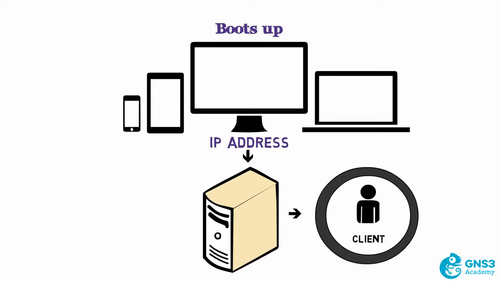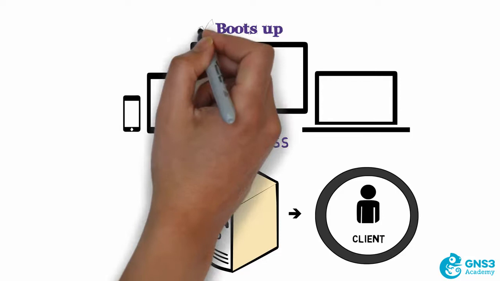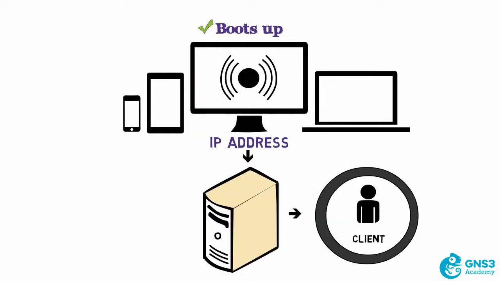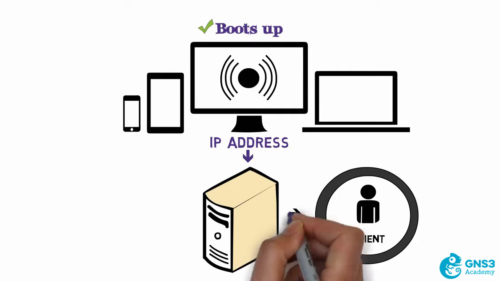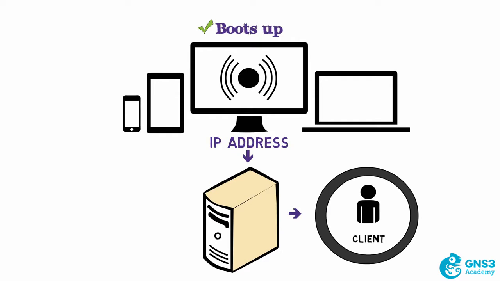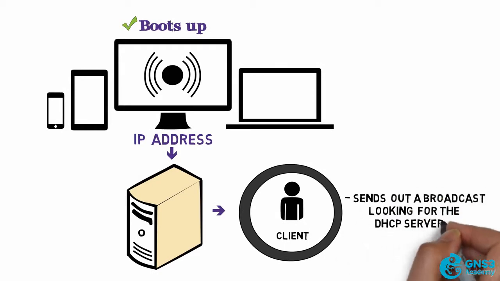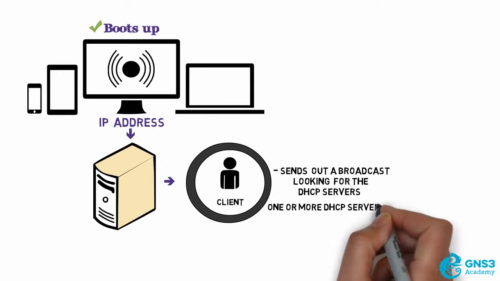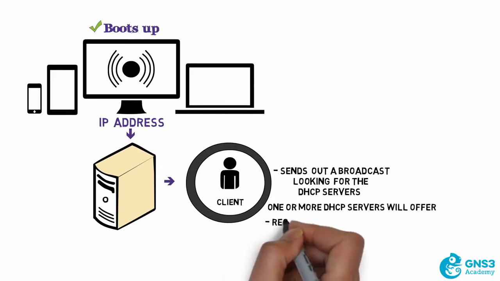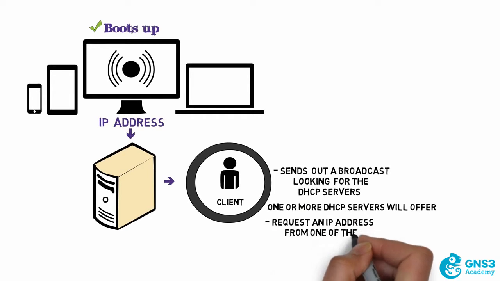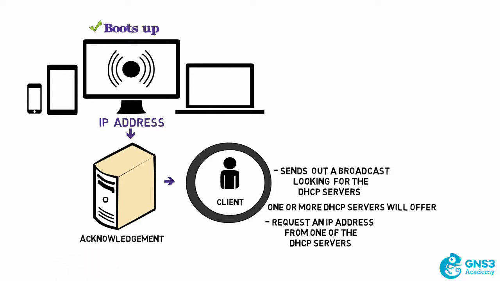So when the PC or laptop or phone boots up, it will send out a broadcast trying to discover a DHCP server. A DHCP server will then offer an IP address to the client, which the client can then request. We'll look at the exact process in a moment, but essentially the client sends out a broadcast looking for DHCP servers. One or more DHCP servers will then offer an IP address to the client, and the client will then request an IP address from one of the DHCP servers, typically from the server that answered first. The DHCP server then sends an acknowledgement of that request.